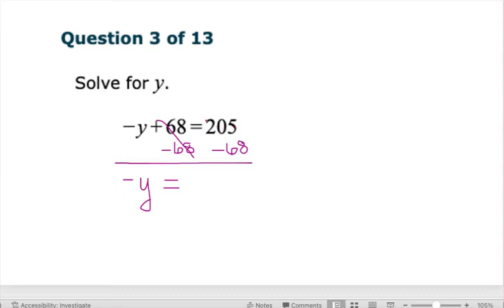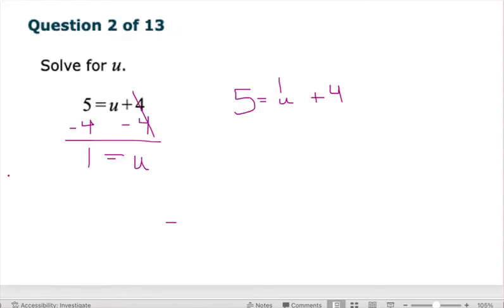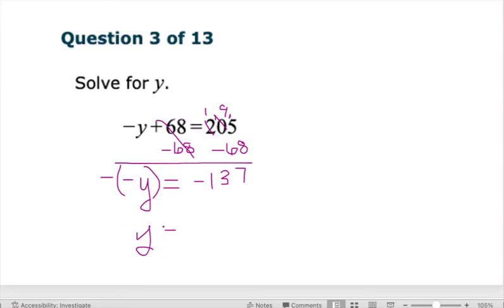We bring down the negative y equals, now 205 minus 68. So we're going to have to come way over here and make that a 1, make that a 10, cross it out, make it a 9, and bring that 1 over there to make that 15. 15 minus 8 is 7. 9 minus 6 is 3, and we have a 1 minus 0 is 1. So negative y is 137, which means when I multiply both sides by a negative, or in other words, I change the sign of both sides, I end up with y equals negative 137.